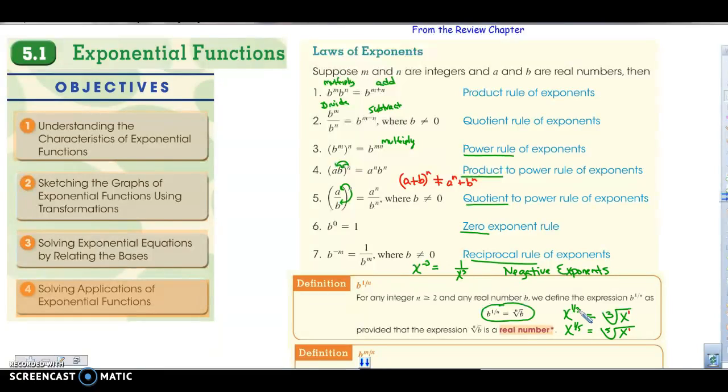So here's some examples. x to the 1/3 power becomes the cubed root of x to the first. x to the 1/5 power becomes the 5th root of x to the first.